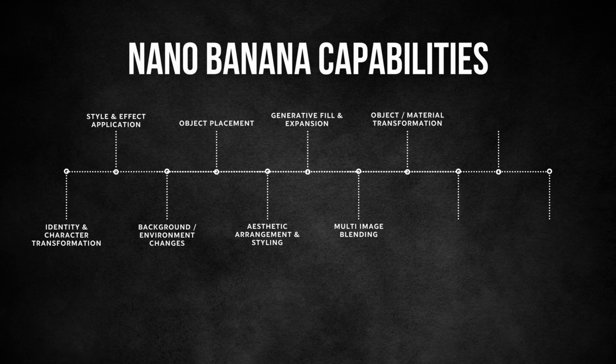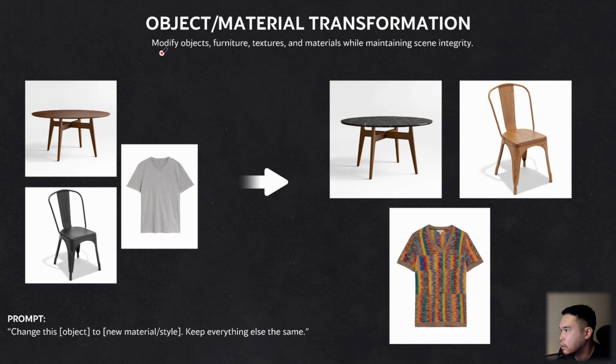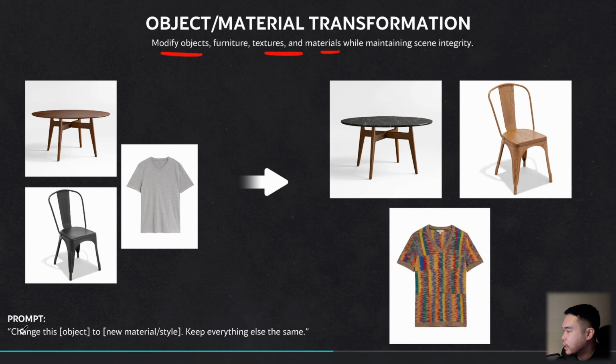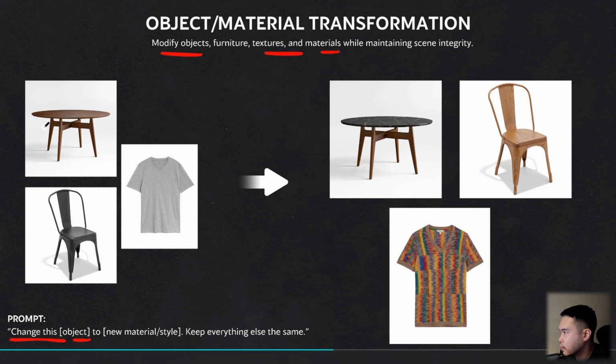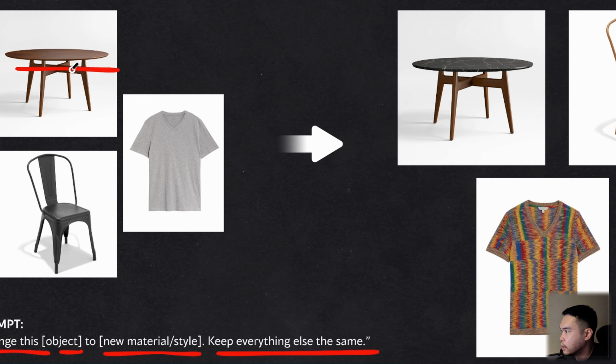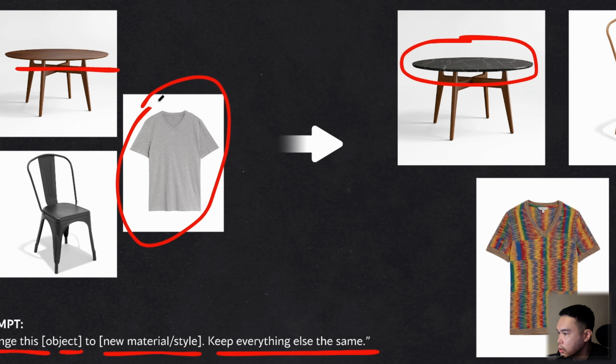Now let's get into more specific but still cool use cases like object or material transformation. So this is super cool because you can modify objects like furniture or textures and materials while maintaining the overall scene and subject integrity. So you can just tell Nano Banana to change this object, like in this case, table, to a new material or style and keep everything else the same. Like for this table, I said change the table to have a marble top and it gave me this. Or I said change this cotton shirt into a colorful knitted shirt and it gave me this result.